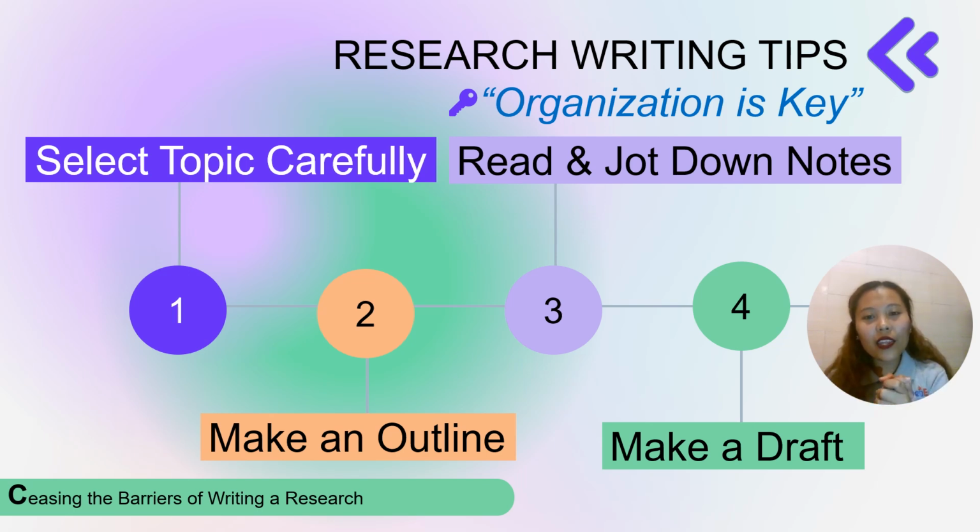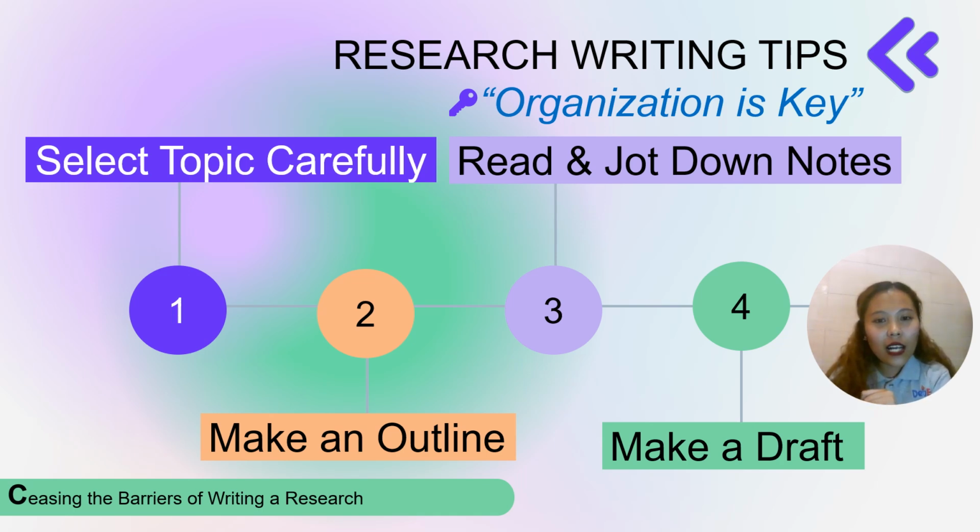Again, the research writing tips, or the steps, is only four. Number one is select a topic carefully, meaning you have to choose a topic that you are knowledgeable about and you have the resources for. Next is make an outline to make sure all the information needed is included and all the parts are there in your paper. And then read and jot down notes. You have to read, because it is only in reading that you can get ideas on how to deal with your research. And the last one is you make a draft, and try to edit it the next day.